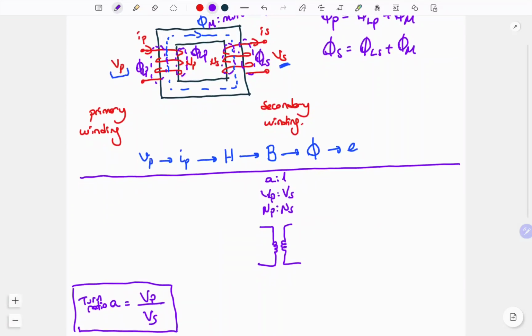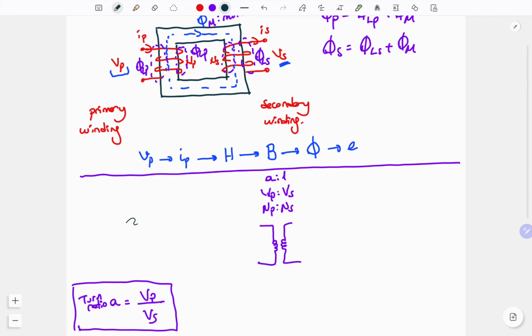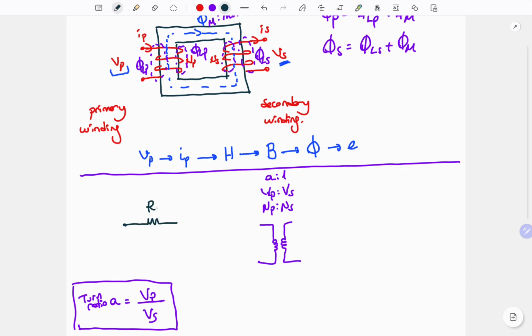Let's continue for the equivalent circuit. This is the ideal part, conversion part of the transformer. Then we must integrate the losses. Which losses? Let's start with the windings. So for the windings, the copper losses will be active. So for the copper losses, we can use resistances.